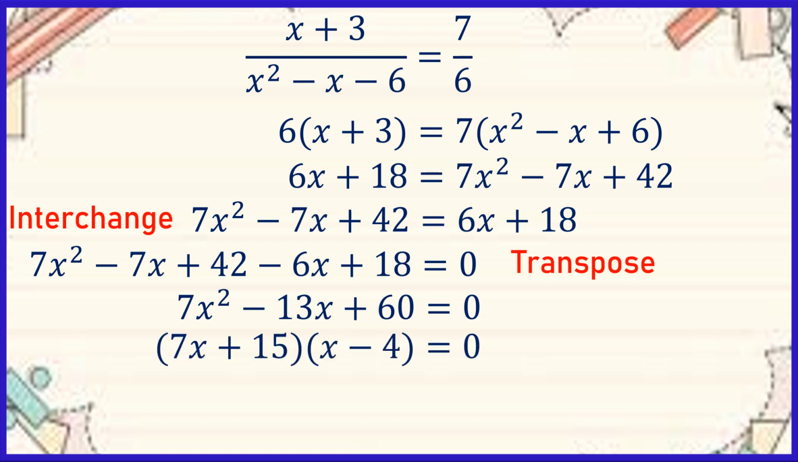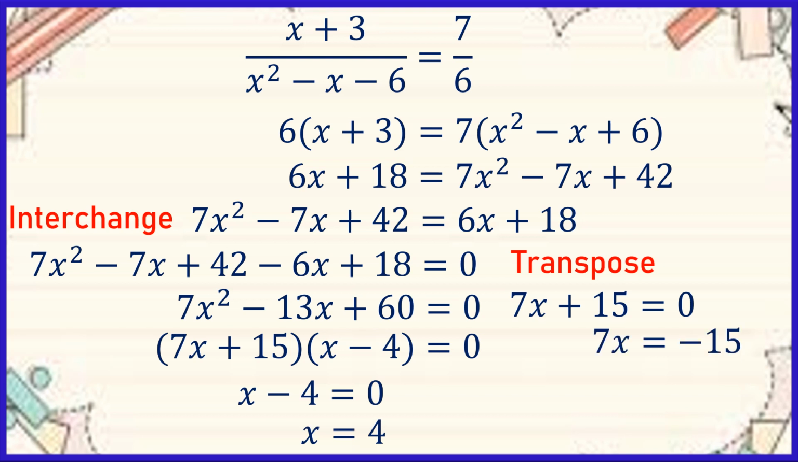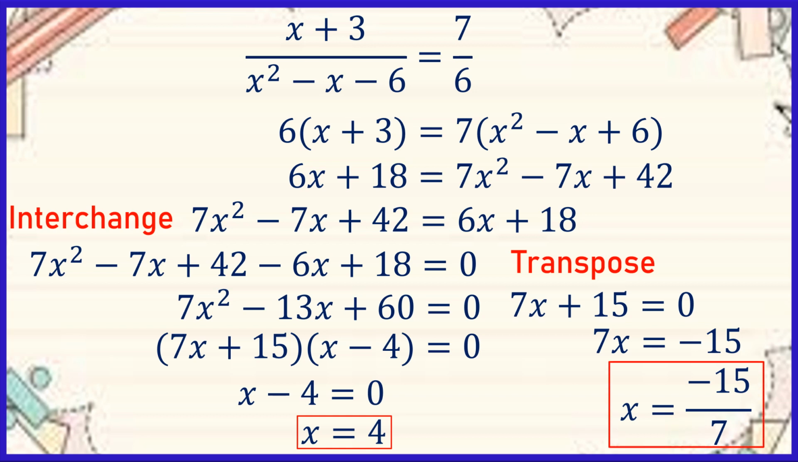Now we can factor it out. So the factors are (7x plus 15) times (x minus 4). Then we are going to equate it to 0. So x minus 4 is equal to 0, and 7x plus 15 is equal to 0. Transposing minus 4 to the other side, we get positive 4. And then transposing plus 15 to the other side, we get negative 15. Dividing both sides by 7, we get negative 15 over 7. So the roots are 4 and negative 15 over 7.